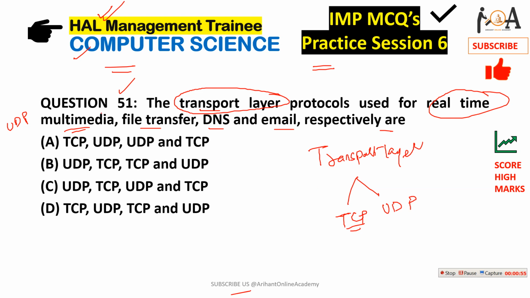So the first one, real-time multimedia, is a function of UDP. File transfer is under TCP, Transmission Control Protocol. DNS, the Domain Name System, is part of UDP if it is less than 512 bytes. But if the DNS data is greater than 512 bytes, it would be part of TCP. Here by default we consider UDP because not that much data is given to us, and email is part of TCP. So UDP, TCP, UDP, TCP, right? Option C is the correct answer.